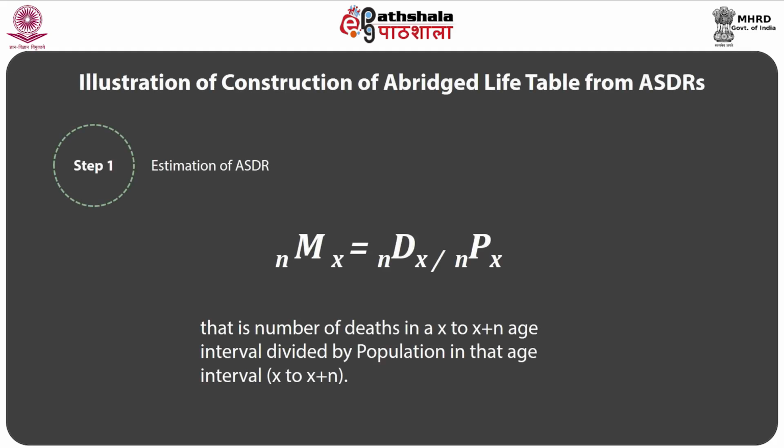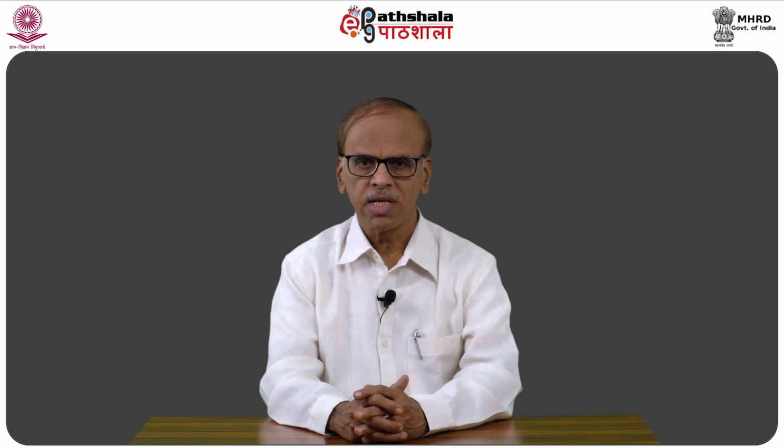Illustration of construction of abridged life table from age-specific death rates, ASDR. Step 1. Estimation of ASDR: nMx equals ndx divided by nPx. That is, number of deaths in the x to x plus n age interval divided by population in that age interval x to x plus n.